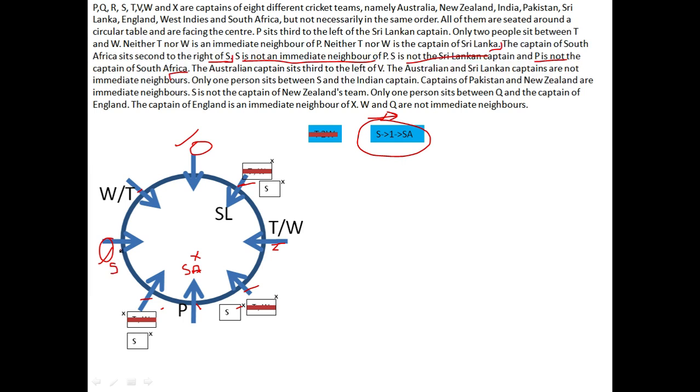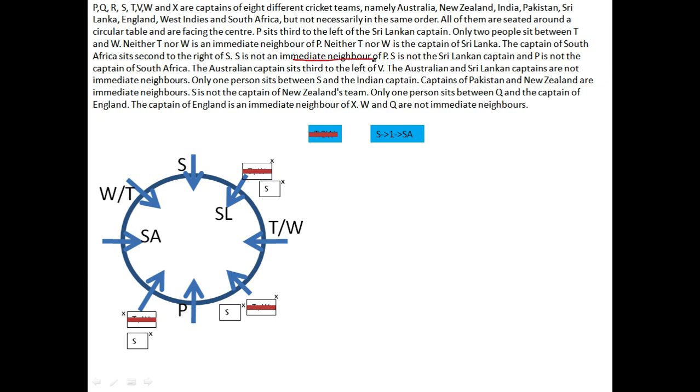If S is here, toward the right of S would be this position, and South Africa will come somewhere here, which is not possible. As per the given condition, the South African captain cannot come at this position, so S cannot come at this position. So the only available position for S is this one, and the South African captain would come somewhere here. So I just erase the things, and S will come at this position and South African at this position. Of course, the condition that South African cannot come at the P position is no more required because the South African position is fixed now.